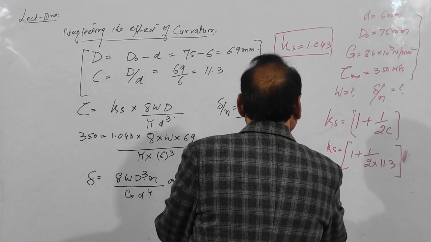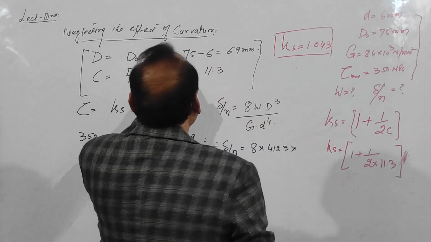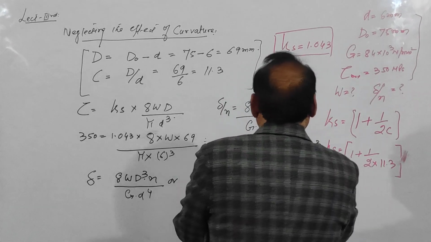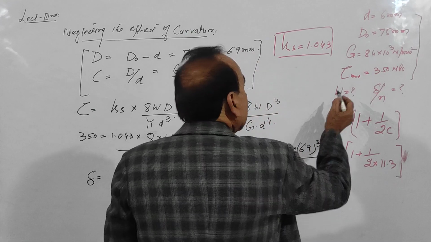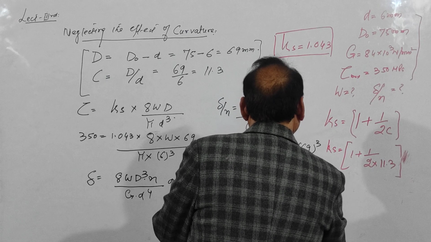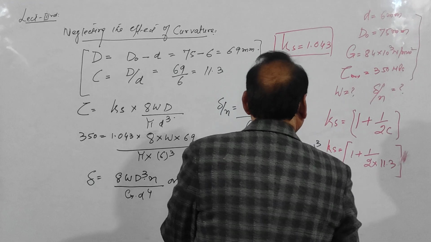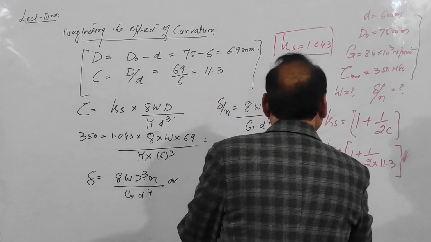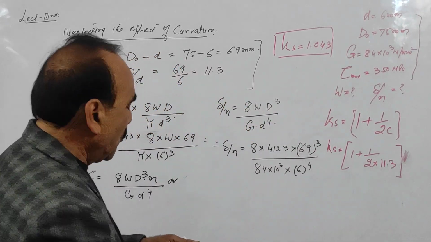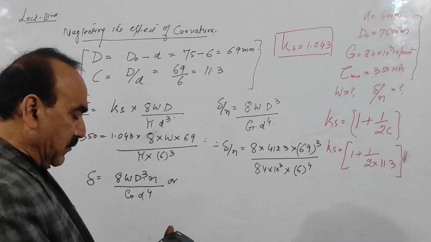So this is 412.3. D is how much? 69. So 69 whole cube divided by the value of G, which is given as 84 into 10 raised to power 3, and the value of small d is given, that is 6 raised to power 4. Right? So calculate this, how much it comes. Use your calculators. Find out how much it will come.